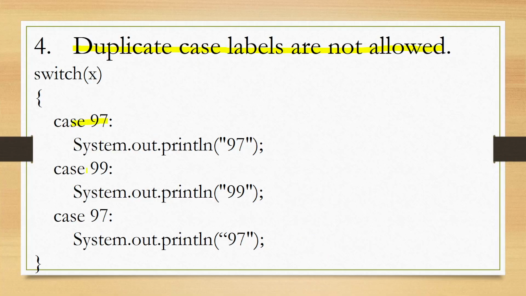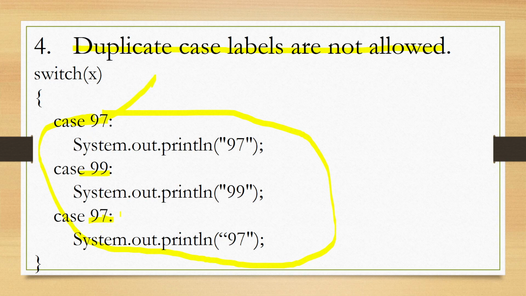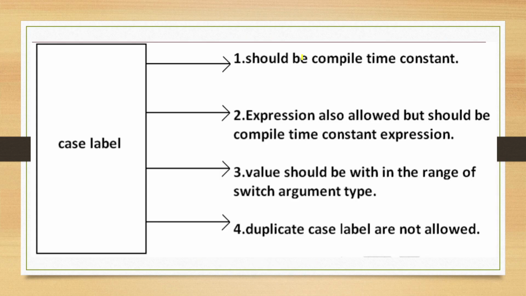Here we have the case for the value 97. Since this is written 2 times here, we will get a compile time error. Duplicate case labels are not allowed. So this is a summary of all the use cases we just saw.